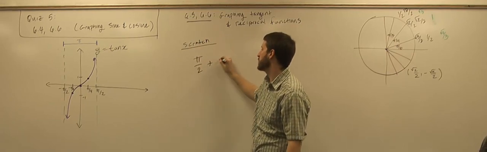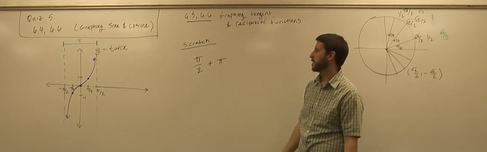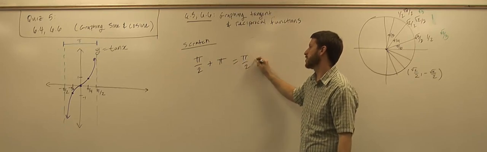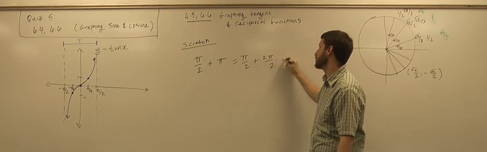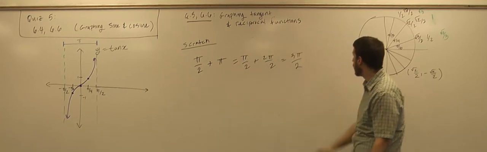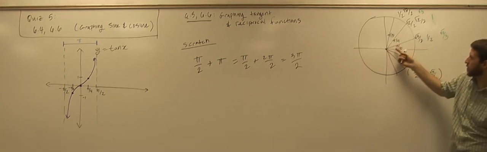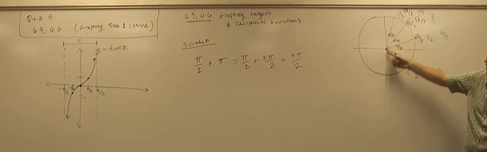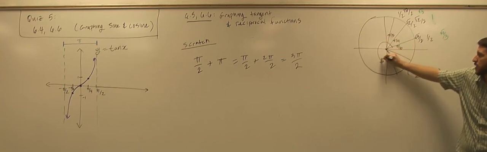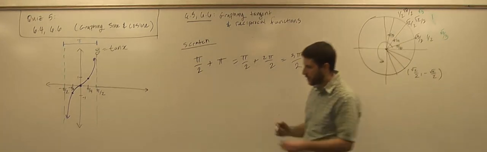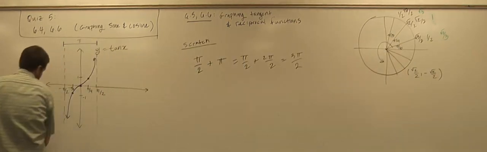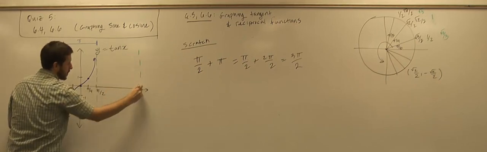So pi over 2 plus pi is pi over 2 plus 2 pi over 2, which is 3 pi over 2. Or you can think your next asymptote is going to be down here, which is 3 pi over 2. You go this way. But if I wanted another asymptote for tangent, I'd come over here to 3 pi over 2.